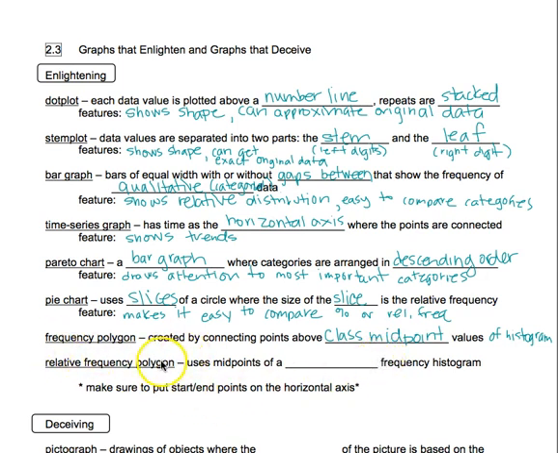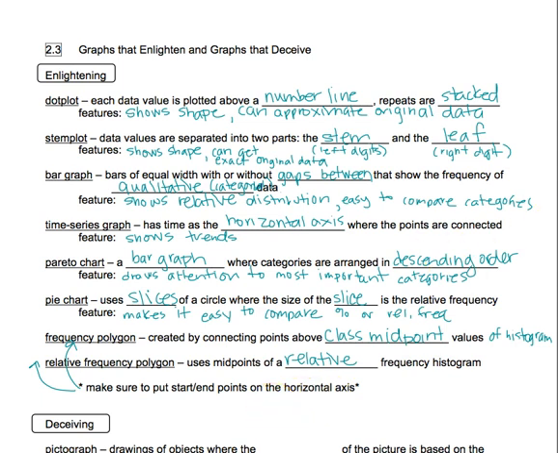A relative frequency polygon is the same thing as a frequency polygon, except that we're working with a relative frequency histogram instead of a regular histogram. You have to make sure when you do either of these that you put start and end points. Because if you only do the midpoints themselves, you haven't actually created a polygon, because you haven't closed it off.